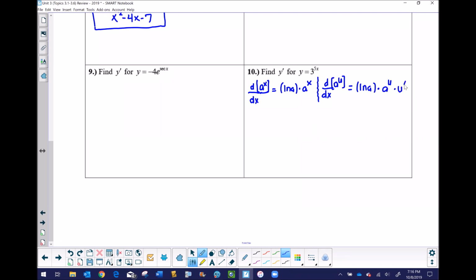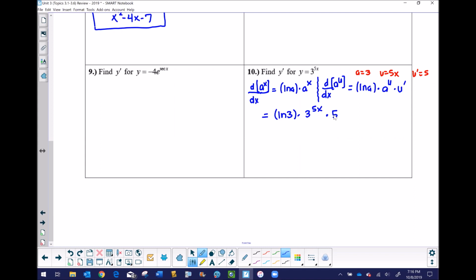So if we just use that idea, then in this particular problem, we can identify the fact that the a is 3, right, the base, and the u, of course, is 5x, and I suppose the u prime is pretty quick to find: 5. So that all being said, this particular answer starts off with natural log of 3, a to the u, which would be 3 to the 5x, and then we multiply by u prime, which is the 5.